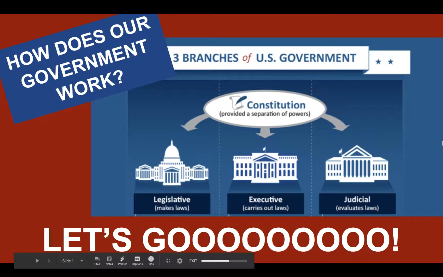All right, my young constitutional scholars, this is round one of the three branches of government. We're going to start talking about the legislative branch. Of course, we're looking at all three branches of government and how they work together: the legislative branch, the executive branch, and the judicial branch. But this one's focused all on Congress. We did it in class. If you missed it or you just want more, let's go.